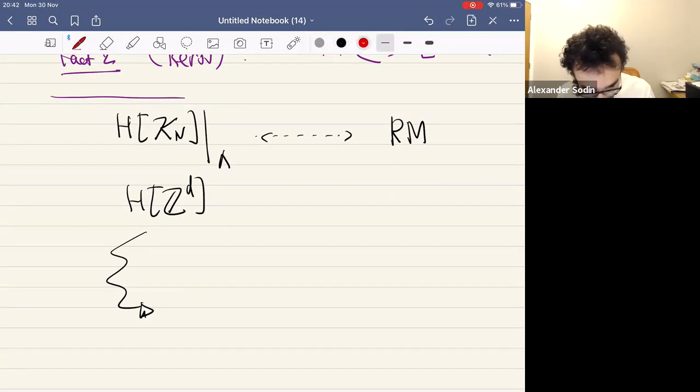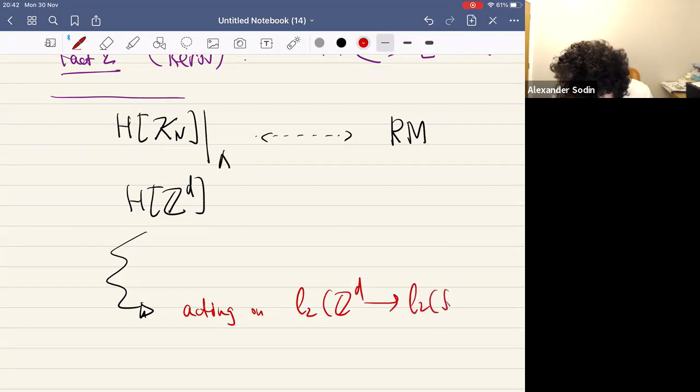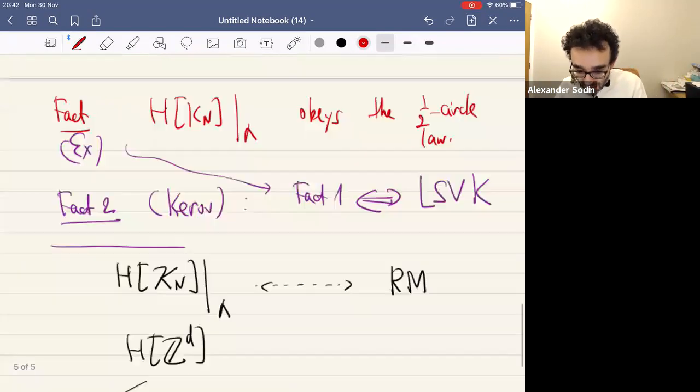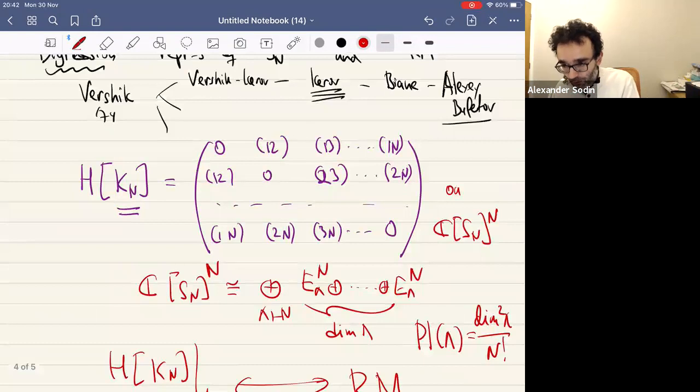It's a block matrix acting on L2 of Z^d tensor L2 of the symmetric group. It looks scary, but I'm going to write down exactly the same thing as the transposition matrix, with the only difference that most of the elements are 0. I will only keep the elements ij when i and j label adjacent vertices on the lattice.